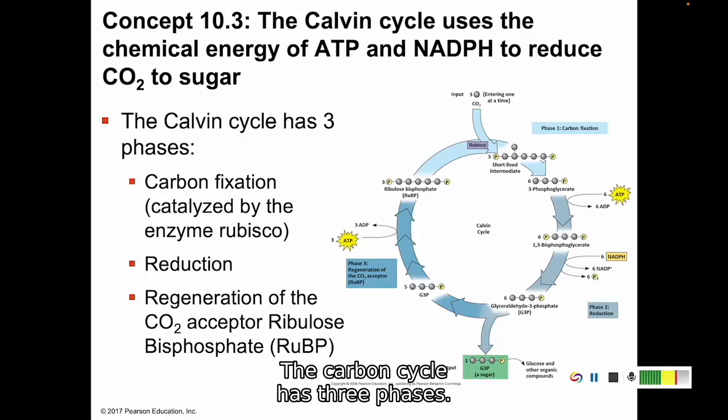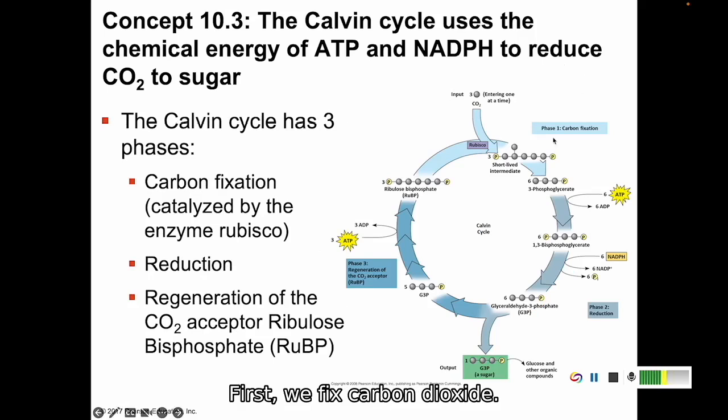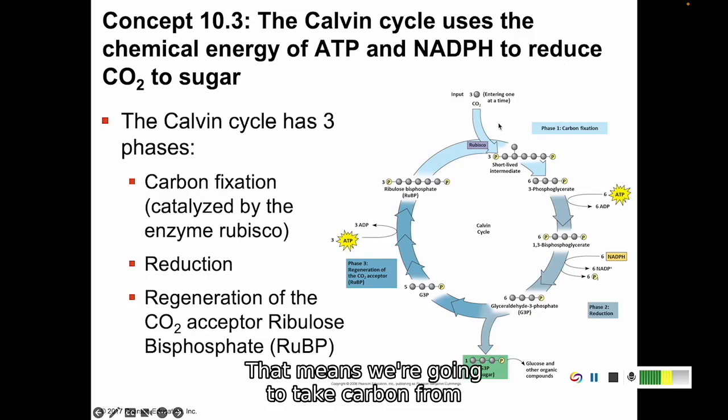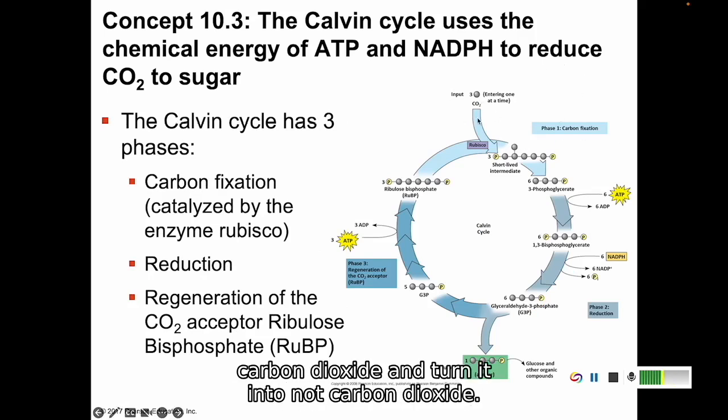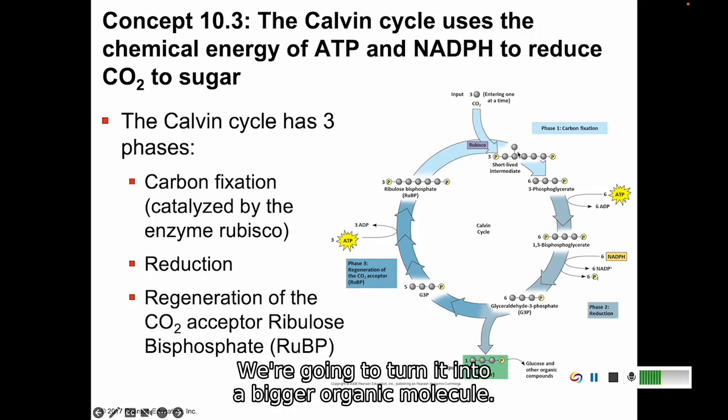The Calvin cycle has 3 phases. First, we fix carbon dioxide. That means we are going to take carbon from carbon dioxide and turn it into not carbon dioxide. We're going to turn it into a bigger organic molecule.